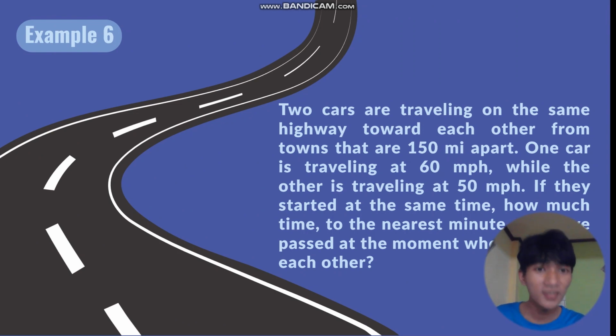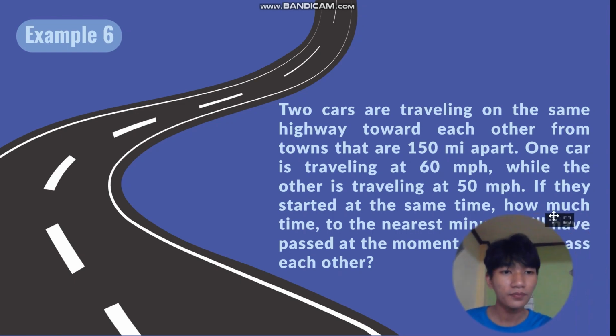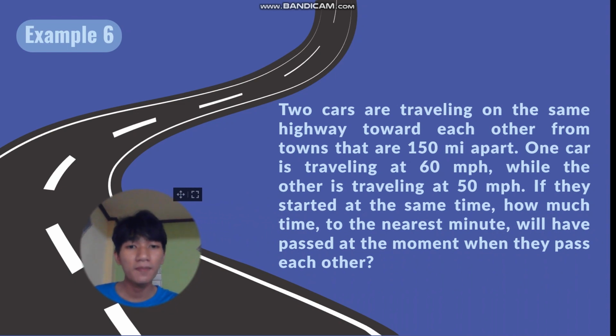Two cars are traveling on the same highway towards each other from towns that are 150 miles apart. One car is traveling at 60 miles per hour, while the other is traveling at 50 miles per hour. If they started at the same time, how much time, to the nearest minute, will have passed at the moment when they pass each other?